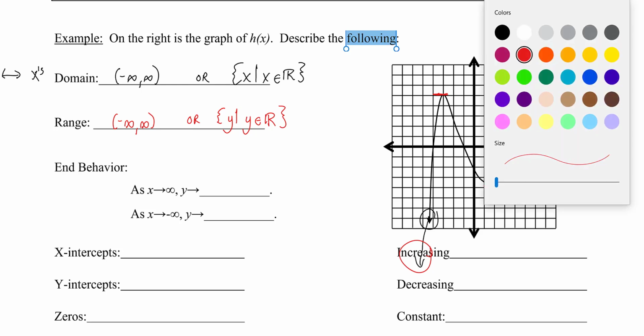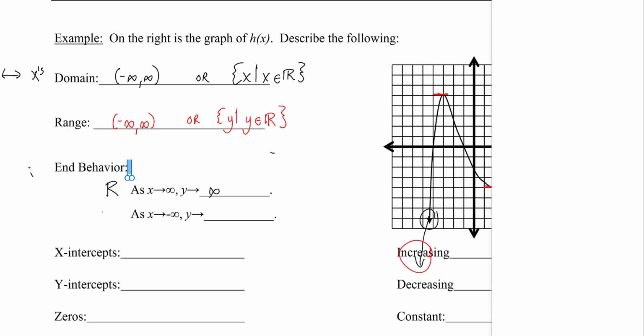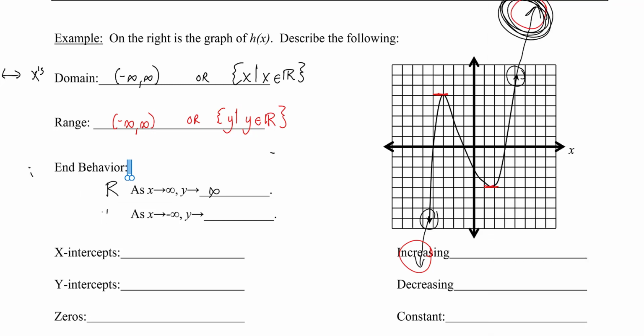Next up is end behavior. First off is the right end, as x approaches infinity. So that's our right end right here. As x is getting big, what's happening to y? Well, this graph is going up as it moves right. And then for the other one, we look at the left end, as x approaches negative infinity. That means we're looking at this left arrow, which is going down. So as x is getting small, so is y.